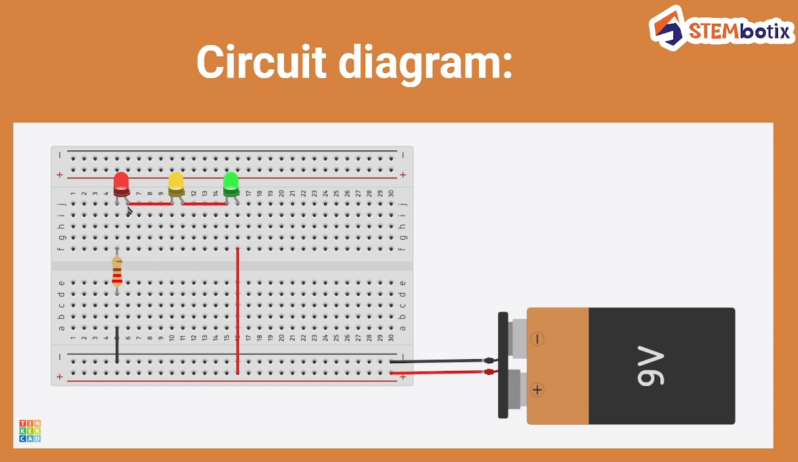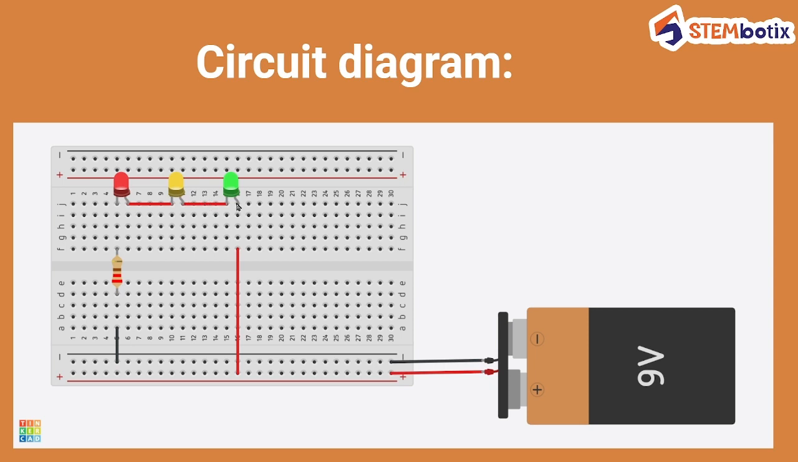Now connect the anode terminal of the red LED with the cathode terminal of the yellow LED. This is how the red LED and yellow LED share only one common node, which is here. Now connect the anode terminal of the yellow LED with the cathode terminal of the green LED using a wire. Similarly, they are sharing only one node, which is this.